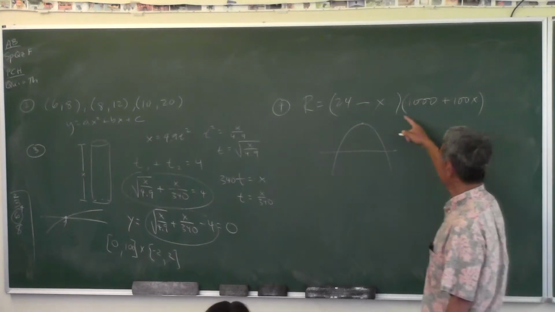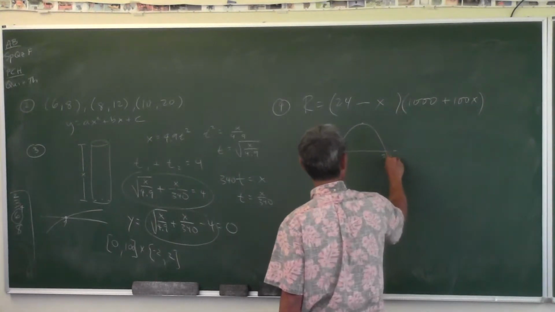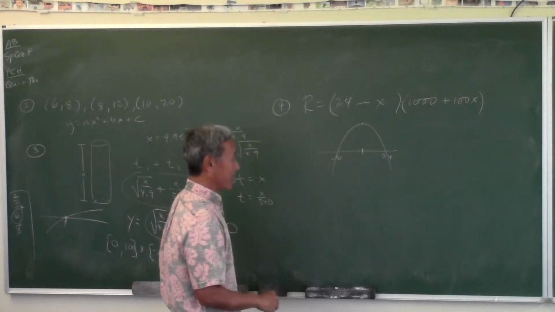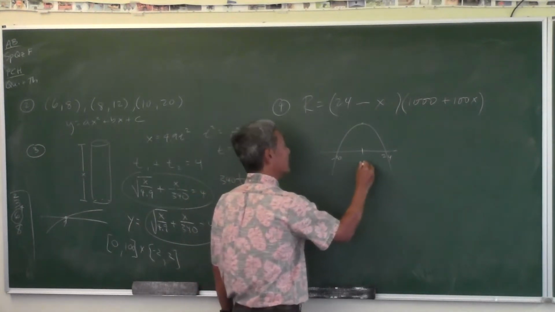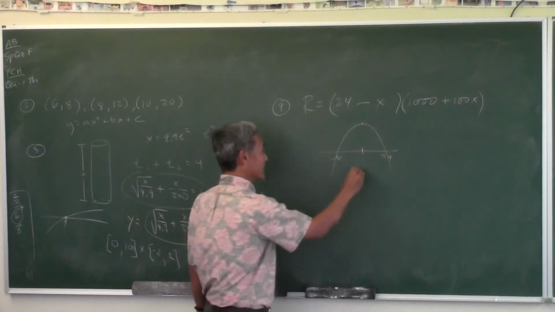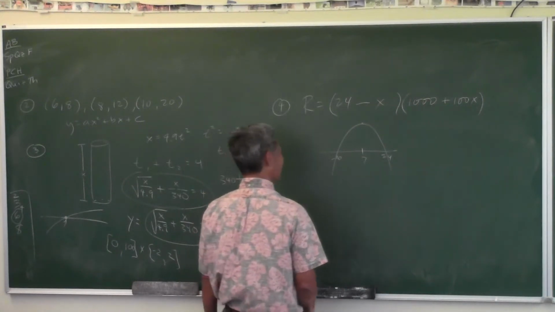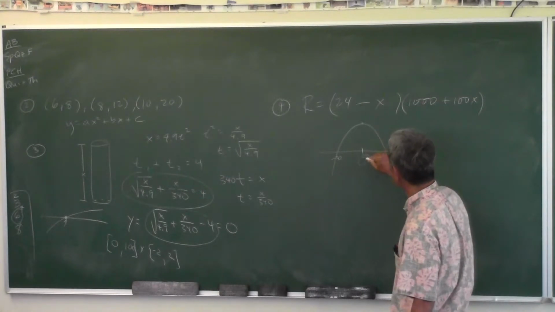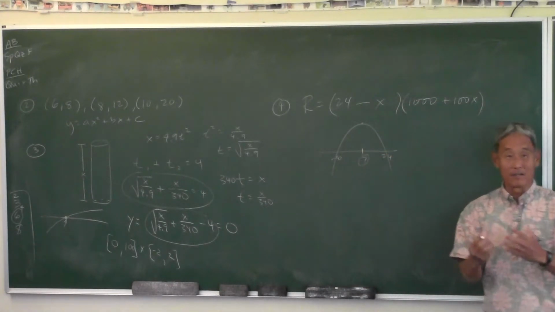You look at the x-intercepts. So the x-intercepts are 24 and -10. What's halfway between 24 and -10? 7. So that means when x is equal to 7, that's the most amount of money that you're gonna get.